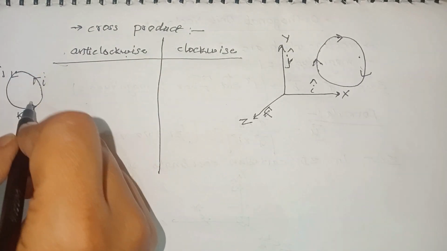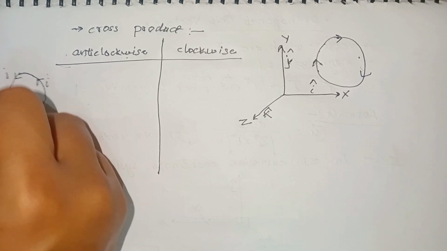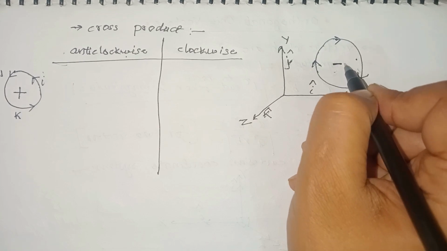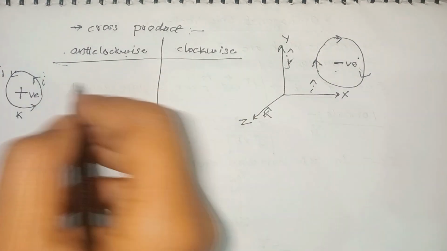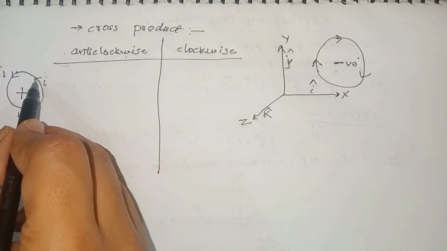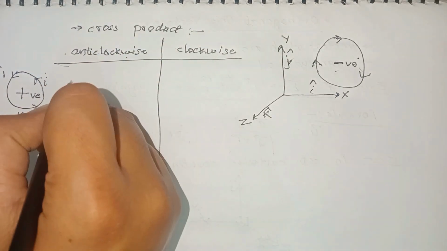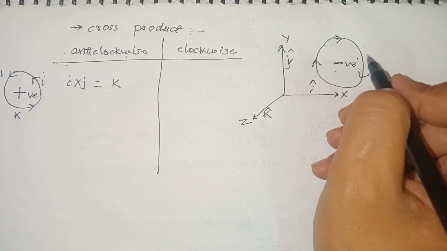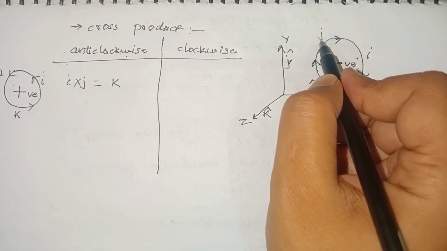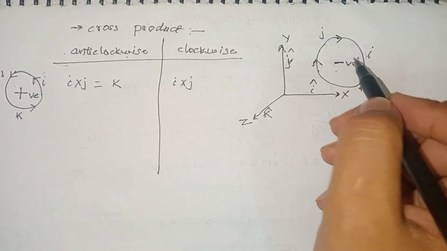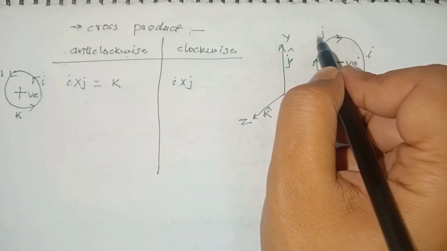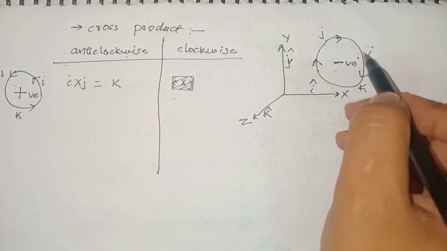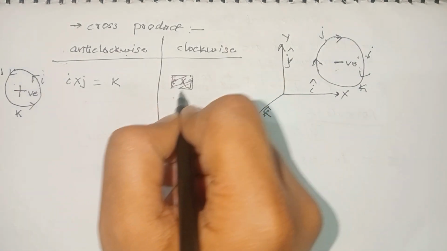In anti-clockwise we should remember it has a plus sign, and for clockwise it is a minus sign, negative. Here it is positive. Let's see how. Read it from i cross j. In the cross product, i cross j will be equal to k, positive k. Sorry, i cross j is anti-clockwise. For clockwise we will read j cross i. Let's start from i cross k.